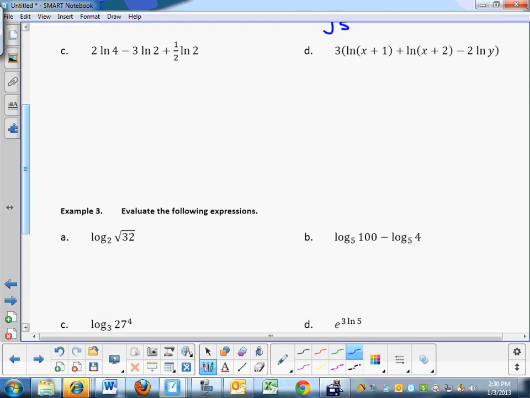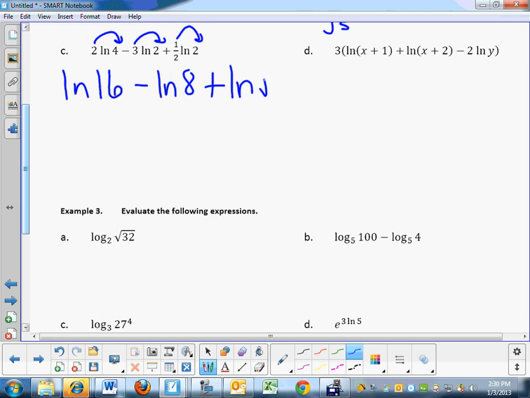How about C? What do you want to do? Okay, let's do our exponents first. Bring the 2 up there, bring the 3 up there, bring the 1/2 right there. So, what's 4 squared? So you got the natural log of 16 minus, what's 2 to the third? Natural log of 8 plus natural log of square root of 2.